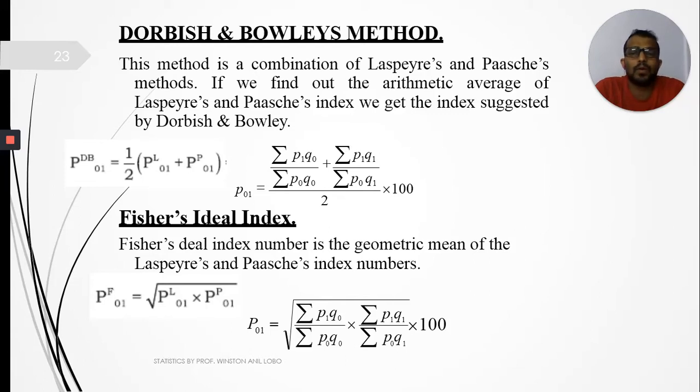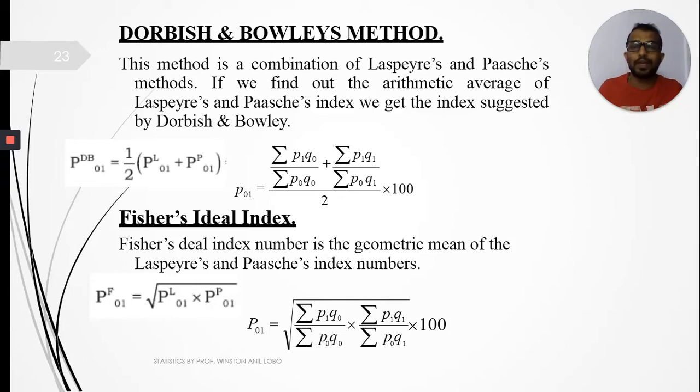Okay. Now, Dorbish-Bowley. Dorbish-Bowley is a combination of Laspeyres and Paasche's, students. Very important 2 marks question. From Dorbish-Bowley you will get a 2 marks question. What kind? We will look later when we do sums, students. Now, Dorbish-Bowley's method is a combination. What type of combination? In simple terms, students, the arithmetic mean of Laspeyres and Paasche's.